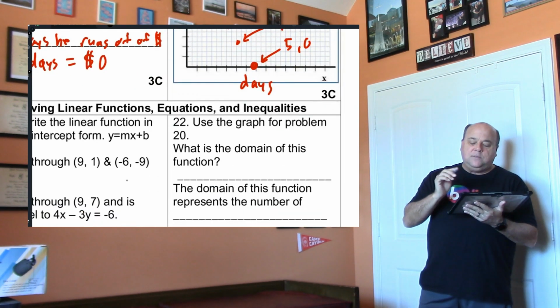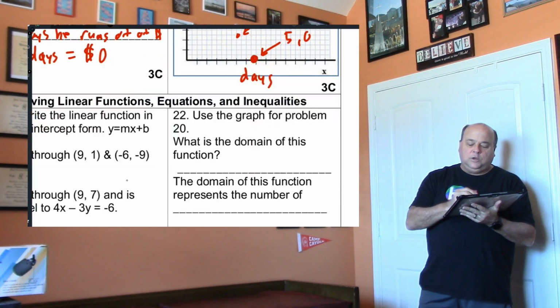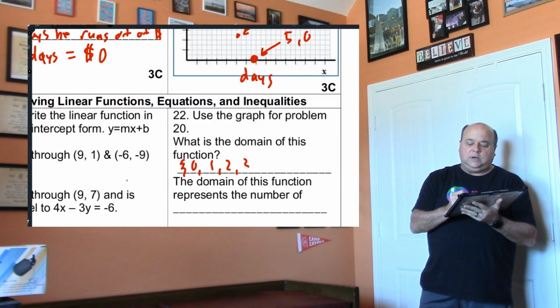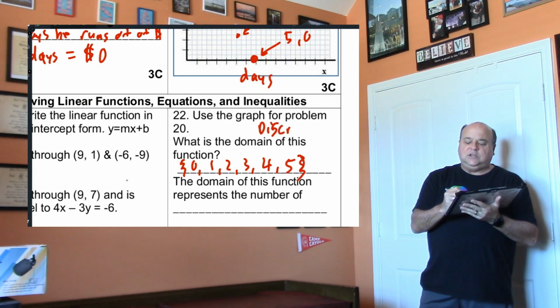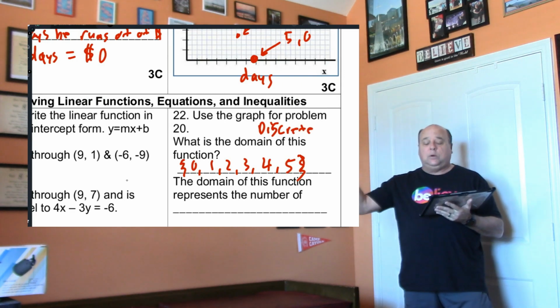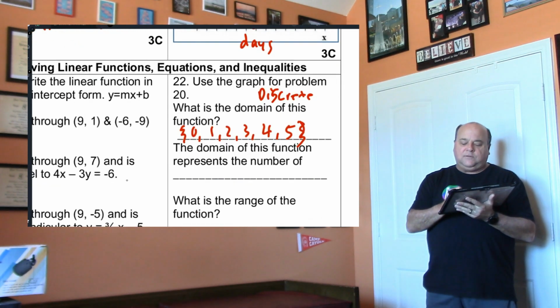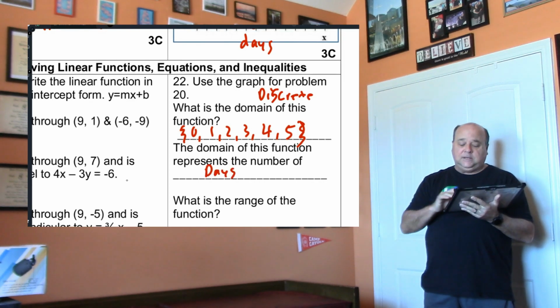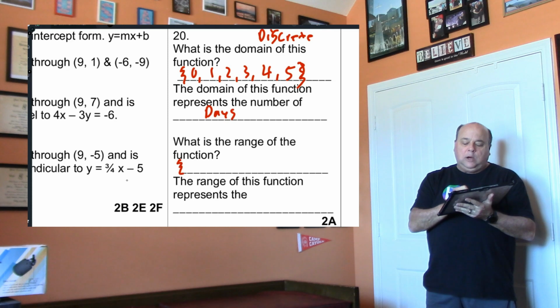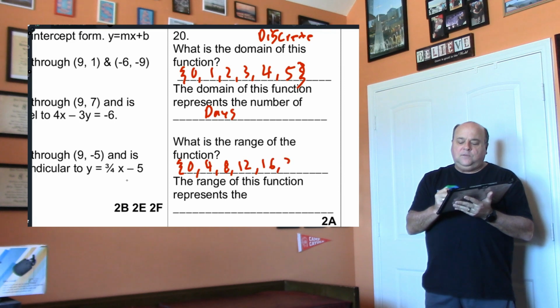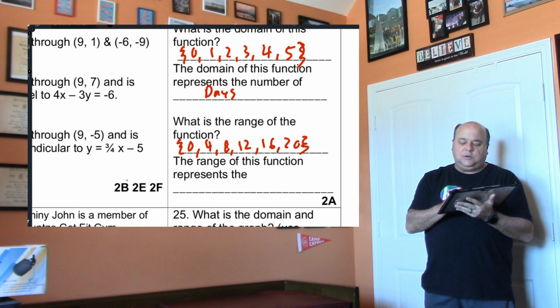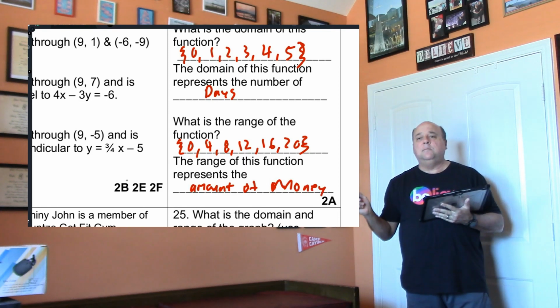So let's go down here. The domain of this function would be the x's, which would be in braces 0, 1, 2, 3, 4, 5. This is a discrete function, isn't it? Since it's a discrete function, we do not use the inequalities. We write them out. These numbers represent the days or the parfaits. The range of the function is the money, and we start with the smallest number, which is 0, and it goes up by $4, right? This is how much money he has, right? These numbers right here represent the amount of money. That's the amount of money.